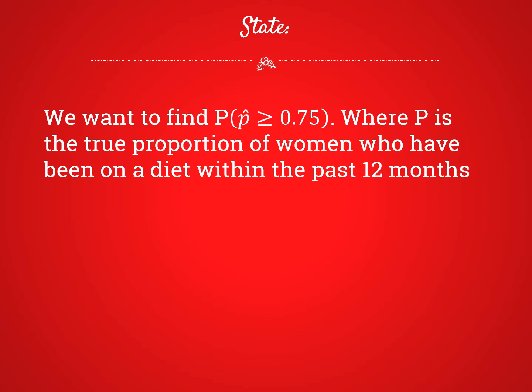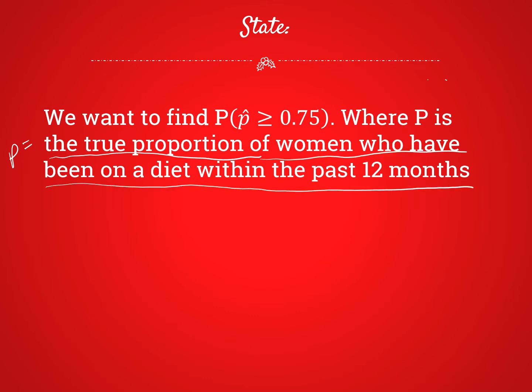And sometimes people don't write it in full sentences. They say where p equals, and they write what it would be, like p equals the true proportion of women who have been on a diet within the past 12 months. So you don't necessarily need complete sentences, but you do need this whole statement that says true proportion. And true proportion means what the population actually is of women who've been on a diet within the past 12 months.